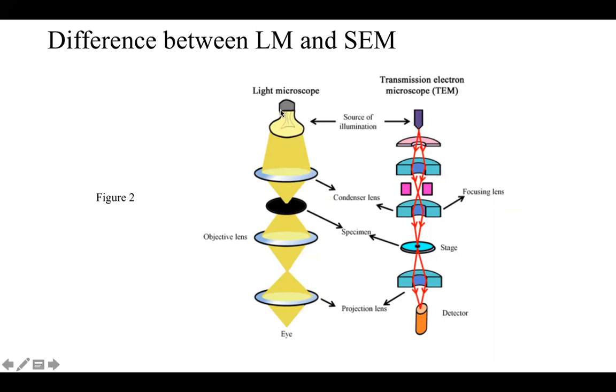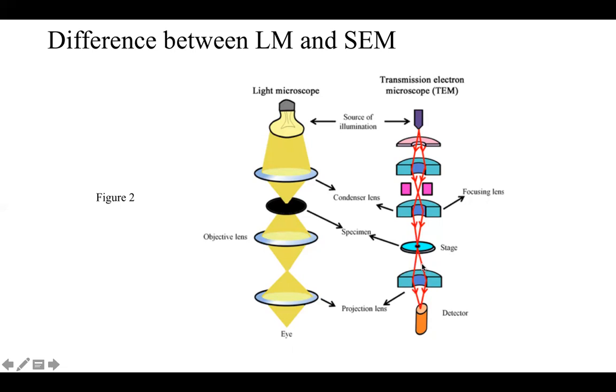Here in the LM, the sample is illuminated using a light beam, and the light beam is focused onto the sample using a condenser lens. Here the electron beam is first accelerated using a high potential, and then it is focused onto the sample using a focusing lens, or we call it a condenser lens. And then we have the specimen here, and from the specimen, the diffracted or scattered light is focused using an objective lens towards the eye.